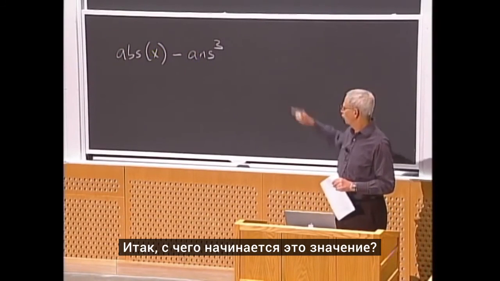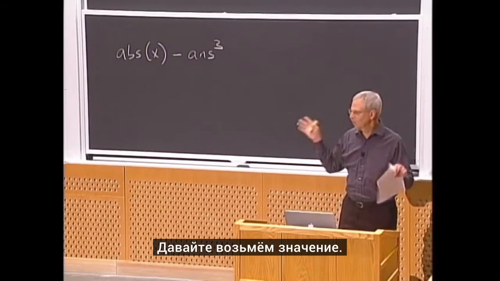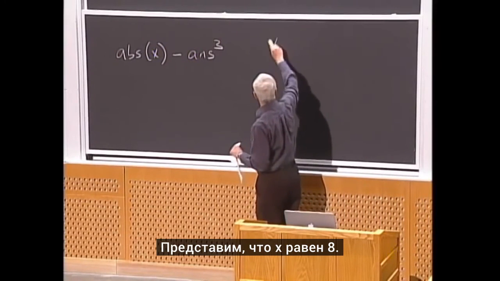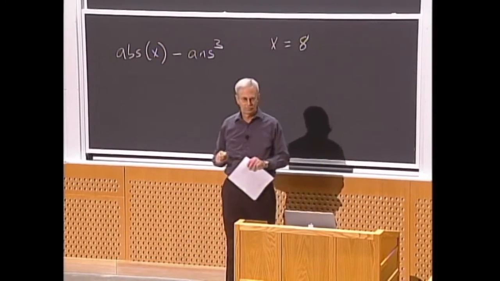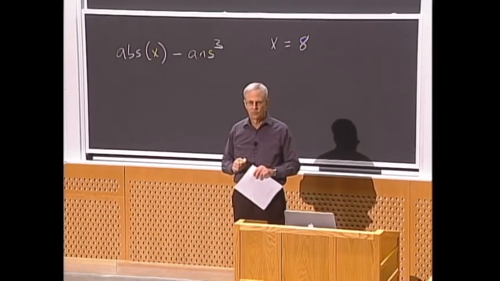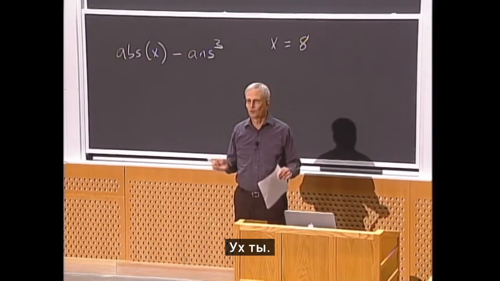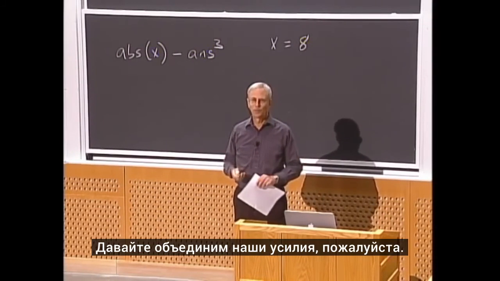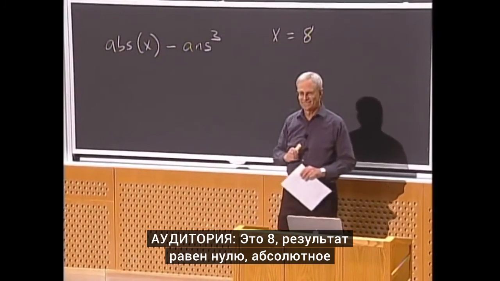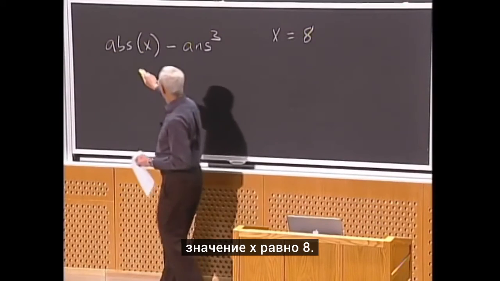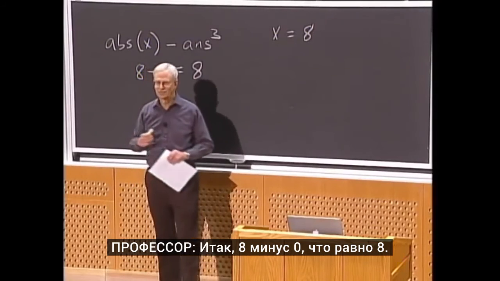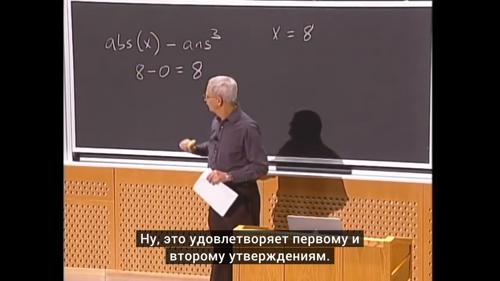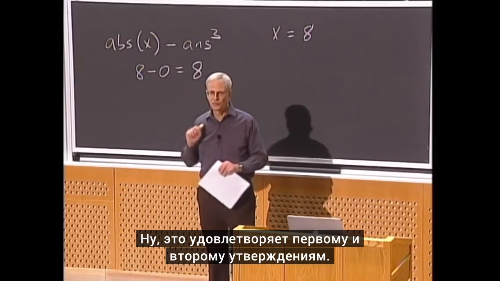It's the absolute value of x minus answer cubed. So what does this value start at? Let's pick a value. Suppose that x is equal to 8. What is the initial value of the decrementing function? Wow. Come on. Let's be a little cooperative, please. Yes? So it's 8, answer is 0, and absolute value of x is 8. So it's 8 minus 0, which is equal to 8. So it satisfies conditions 1 and 2.